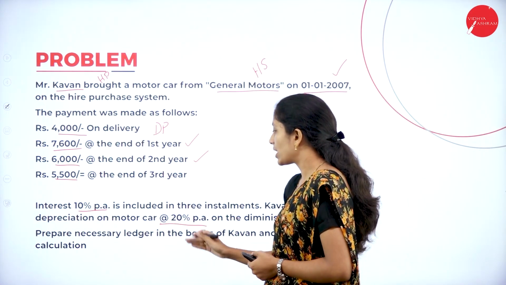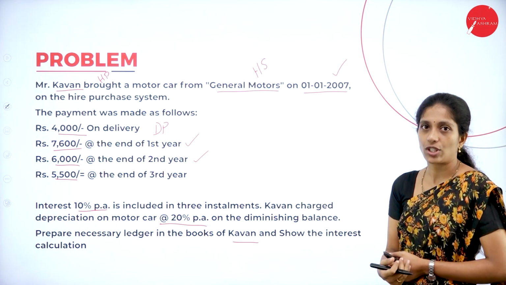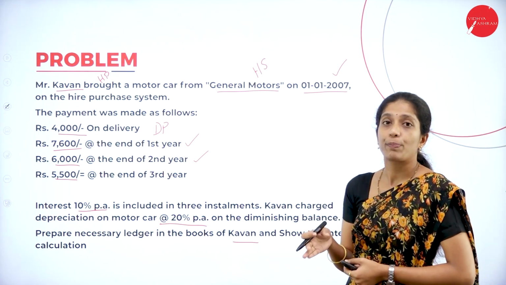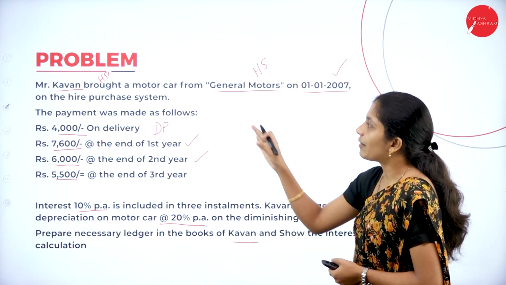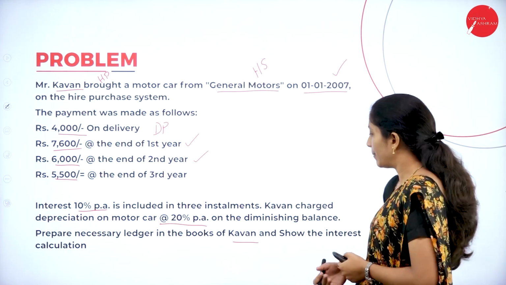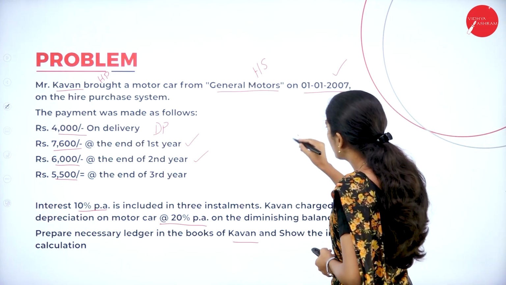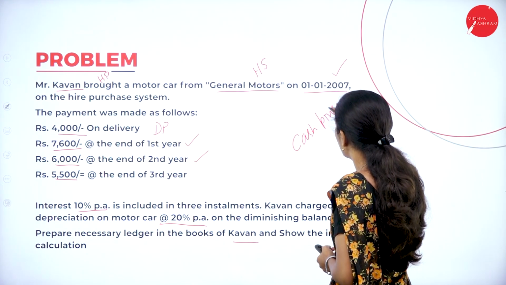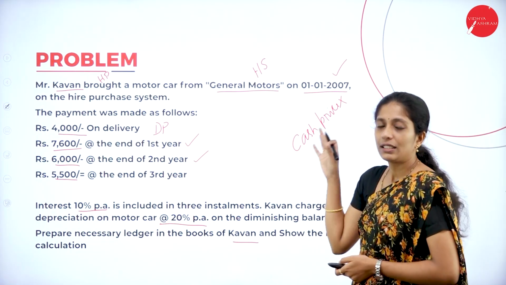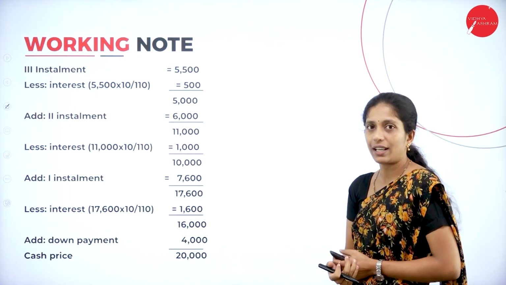Prepare the necessary ledger accounts in the books of Kavan and show the interest calculation. So they have asked us to prepare ledger accounts in the books of Kavan. Now, who is Kavan? Kavan is the hire purchaser. And show the interest calculation. Now here you have to see that the cash price is not given. So they have not given the cash price. Clear? Then how are we going to solve this problem? Now go through the working note here.